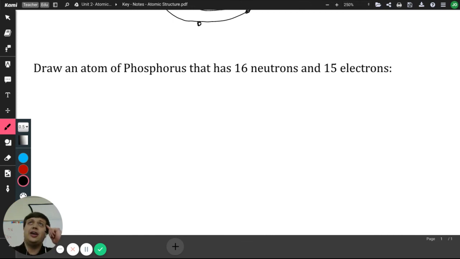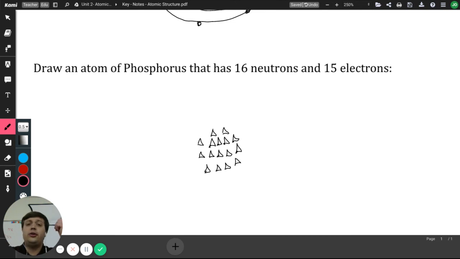So phosphorus, again, I need to think about what all we have. I know I've got 16 neutrons. Well, I know those are in the nucleus, so I'm going to go ahead and draw those. 1, 2, 3, 4, 5, 6, 7, 8, 9, 10, 11, 12, 13, 14, 15, and 16.